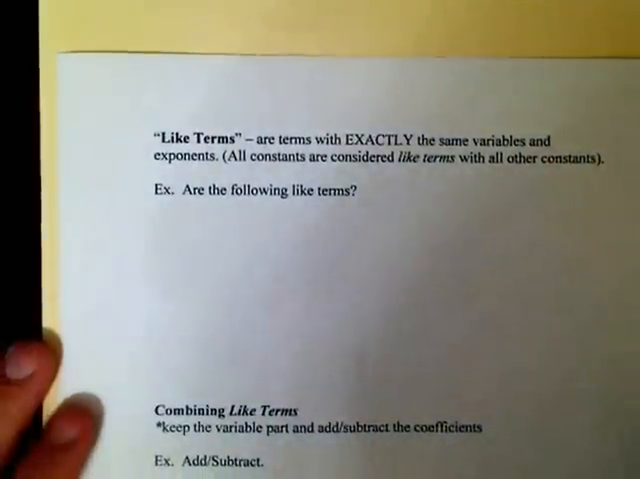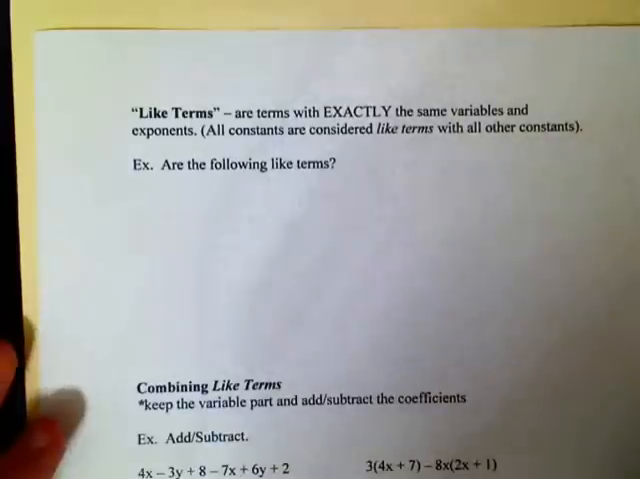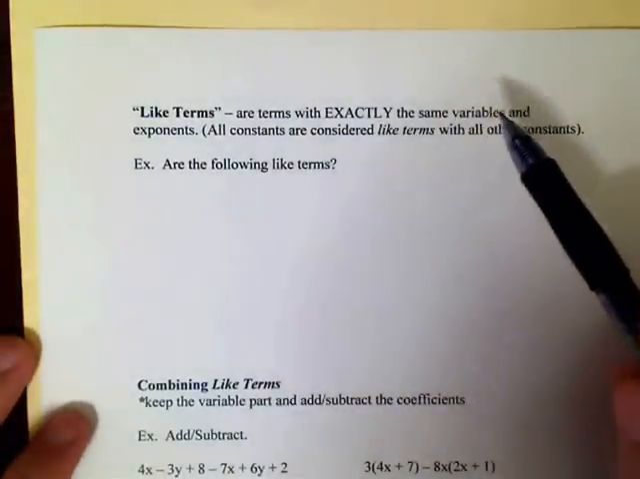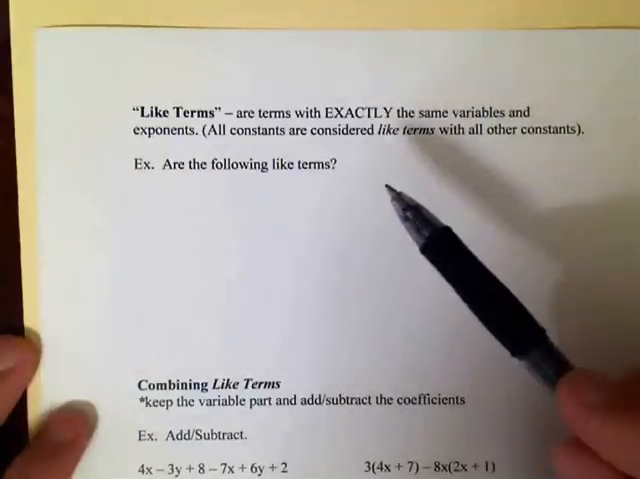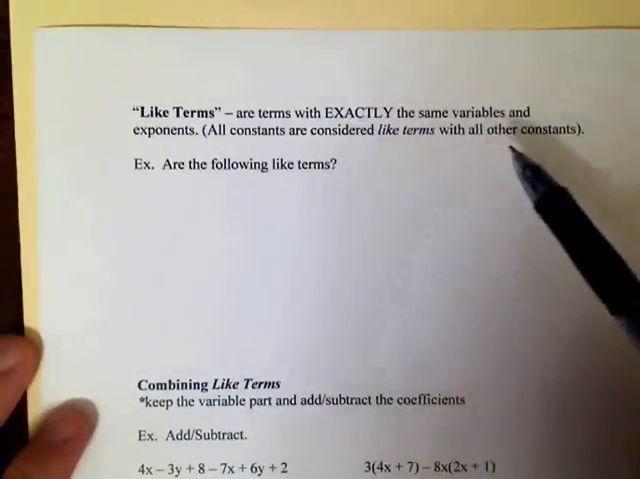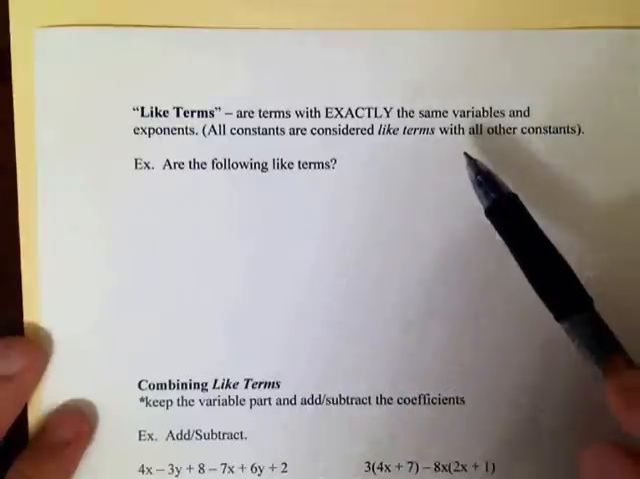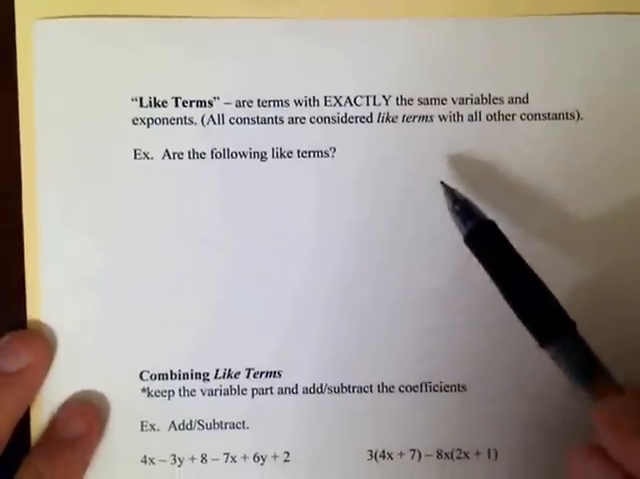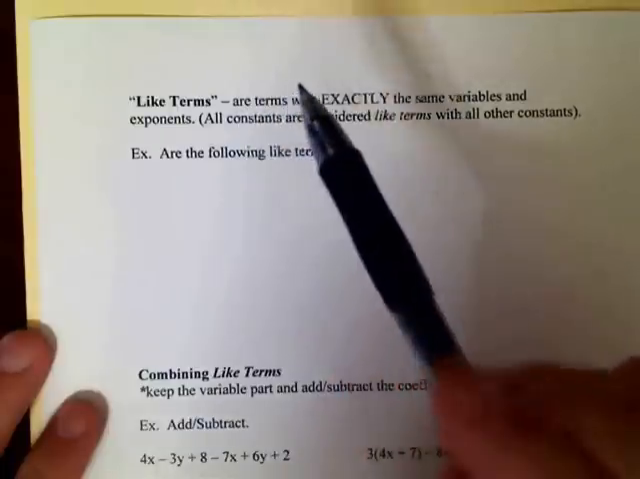Now, let's talk about like terms. Like terms are terms with exactly the same variables and exponents on the variables. Constants are considered like terms to all other constants because they don't have exponents. They don't have variables. They're plain old numbers. So, like terms, exact same variables, exact same exponents.